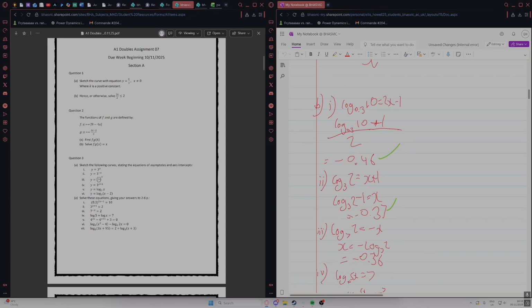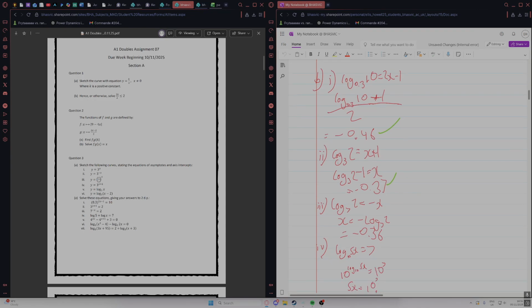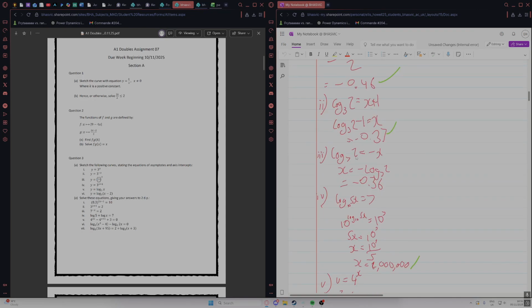So part B, this is just a lot of log equations, so you can either use base and power or just take the log of both sides, it doesn't matter. This one, I used base and power. Next one, just take the log of both sides, or use base and power like I did. Same with this one, I think, yep.